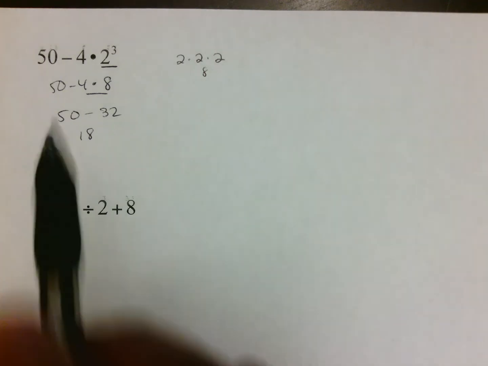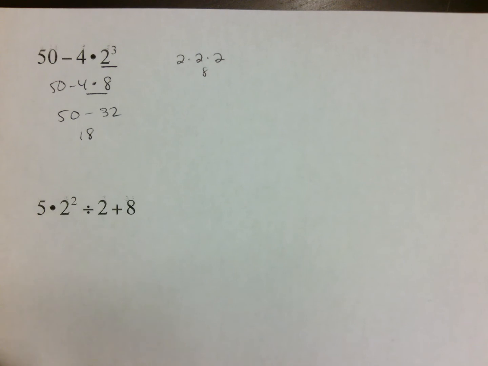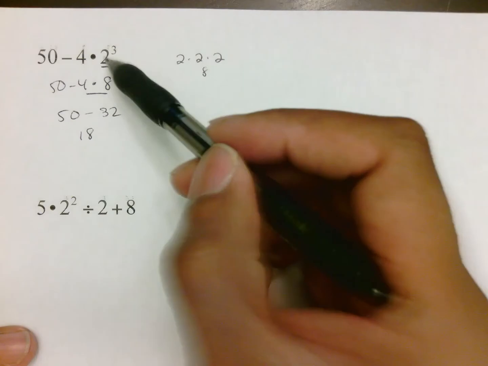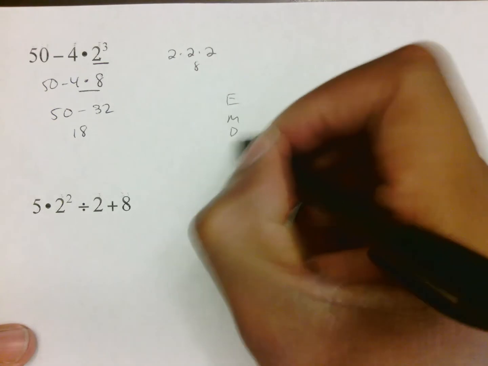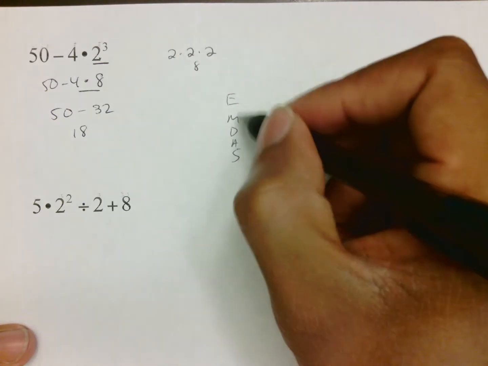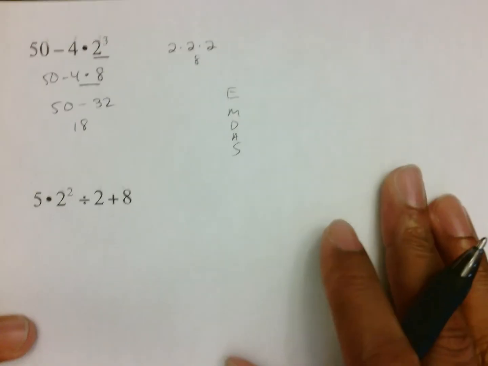I will show you how to type this into your calculator later on this week, but for right now I want to make sure you're doing it the right way. So other than that, just make sure you get what we just did, which is simplify the exponent. That was your E. And then once we got rid of the exponent, we do our MDAS work, which is your multiplication, division, addition, and subtraction work.